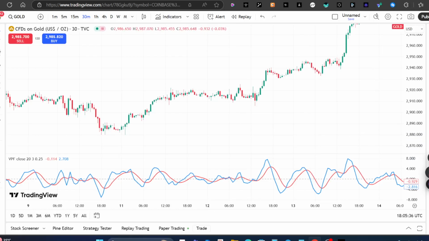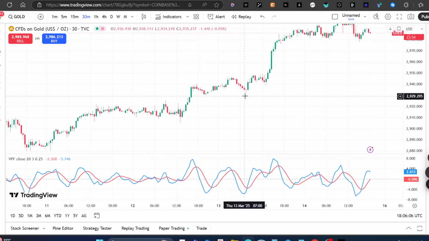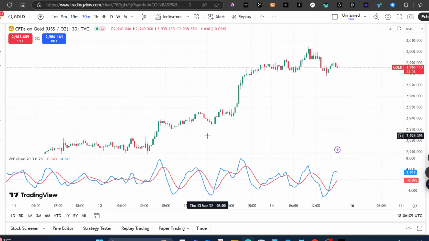All right. Now, let us start by understanding exactly what the Voss predictive filter is and why it is such a powerful tool for traders. Essentially, the Voss predictive filter is an advanced market analysis tool that helps filter out noise in price action, allowing you to focus on the most relevant trends. Okay, so it does this by predicting future price movements based on historical data and identifying significant shifts in the market. What is the result? A clearer picture of market conditions.